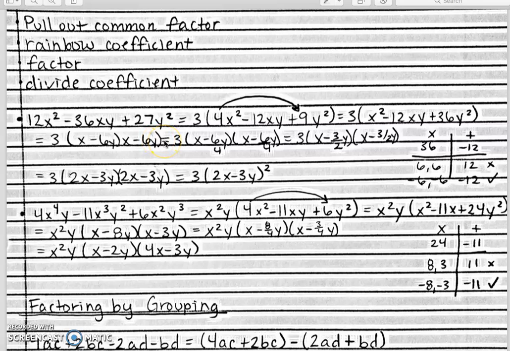Then I can go ahead and unrainbow, which means I have to divide out this number that I multiplied. So it becomes x minus 6/4 y and x minus 6/4 y. I reduce that to 3/2. And then we never leave fractions in our factors, so I multiply the 2 over with the x, or bring the denominator up and keep it all in one level. So this becomes 3 times 2x minus 3y times 2x minus 3y, which I can rewrite as 2x minus 3y squared, because they're the same factor, and then times 3.